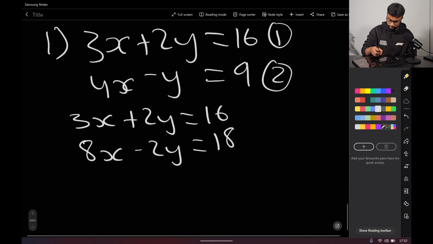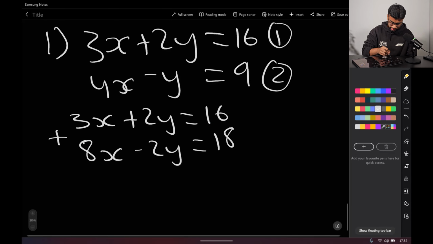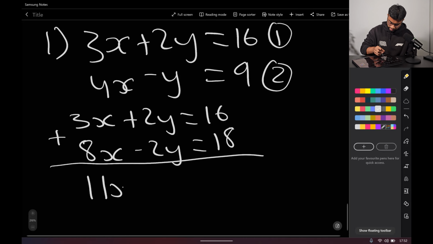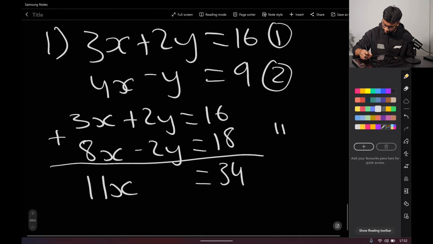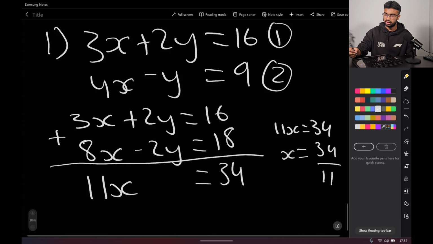And we can see that we have plus 2y and negative 2y. If we want to get these to equal 0 or to cancel out, we'd have to add everything. So if we did that to this equation, we'd get 11x, these cancel out, is equal to 34. We have 11x equals 34, which is x equals 34 over 11. And to find the y value, we just substitute this into one of our equations.